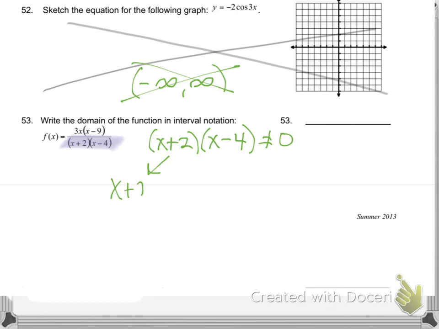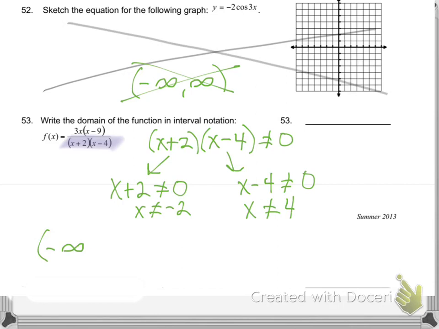I'm going to say x plus 2 cannot equal 0, and I'm going to say x minus 4 cannot equal 0. So if I subtract 2, x cannot be negative 2. If I add 4, x cannot be 4. So I'm still going from negative infinity to infinity, but I have to jump over these 2 points. So interval notation says you write it from negative infinity. My first bump or hole, think of Mario Brothers or whatever game you played when you were little where you have to jump over it or you'd fall in.